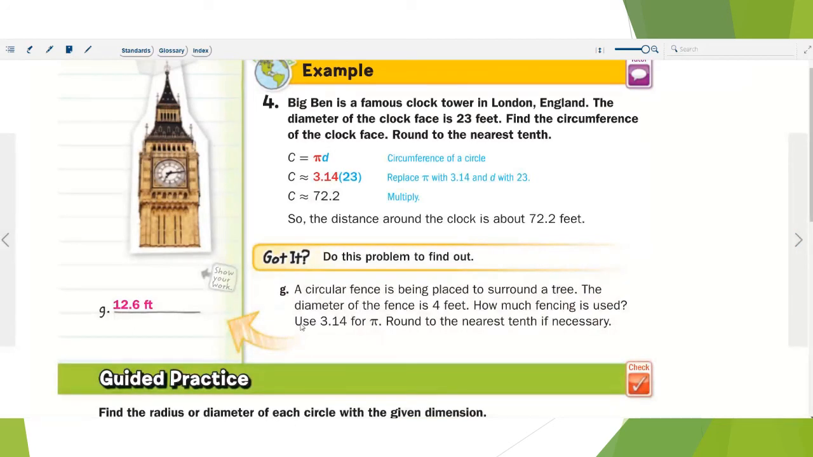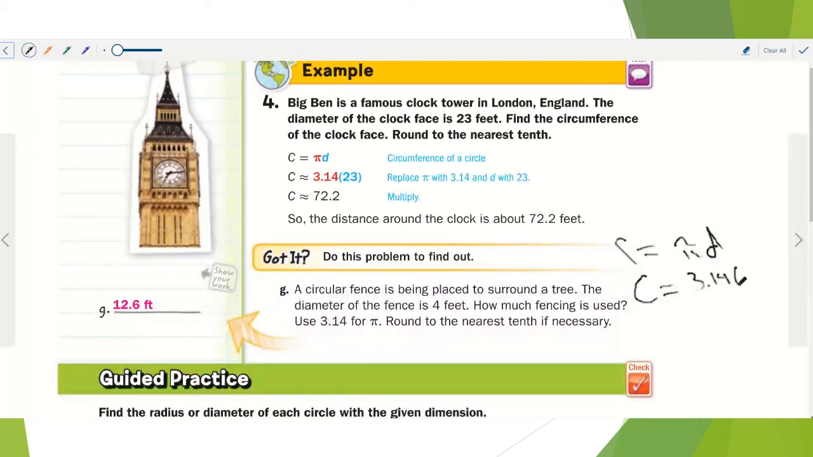In this case, because we're talking about circumference, I'm going to be thinking C is going to be equal to, they're giving me the diameter, so I'm thinking pi times d. So C equals, they told me they would like me to use 3.14 for pi, so I'm going to type in 3.14. My diameter in this case is 4, so I'm plugging in 4 for the diameter. When I go ahead and multiply that, 3.14 times 4, we should get approximately 12.6 feet.